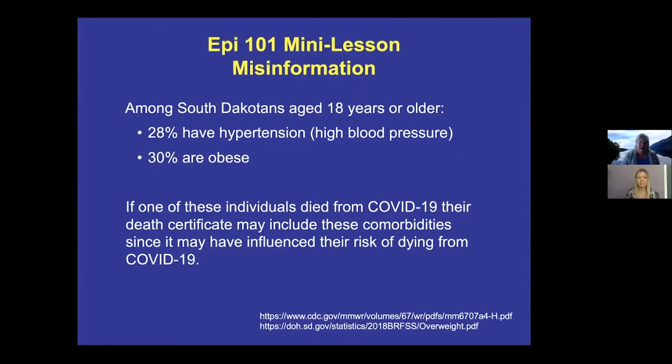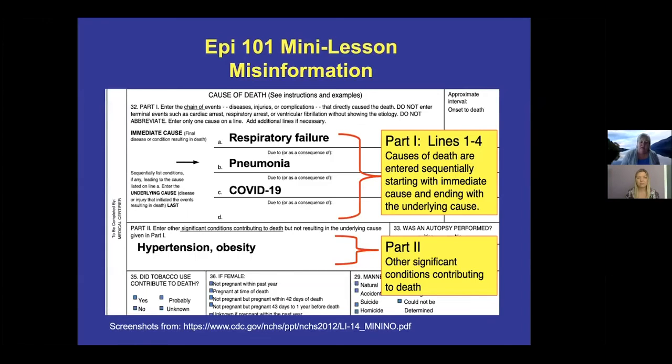Maybe someone who had COVID and obesity. This is true, people with flu or COVID are more likely to develop pneumonia if they're obese. So that obesity contributed to the COVID developing into pneumonia. Hypertension might be related to whether or not the pneumonia developed into the respiratory failure. It could have contributed to it somehow. Well, those comorbidities would be listed down there in part 2, where you have the significant conditions contributing to the death. It didn't cause the death, but it may have made their prognosis worse if they had COVID. But in this case, COVID is still the underlying cause of death.